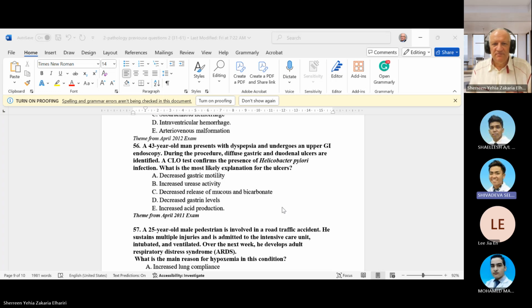Increase acid production. Yes, so simple. Whatever the cause, the end result is increased HCl secretion. Suppose a patient has high gastrin, Zollinger-Ellison: gastrin increases HCl. If the patient has hyperparathyroidism, calcium is increased, calcium stimulates gastrin, and gastrin increases HCl.